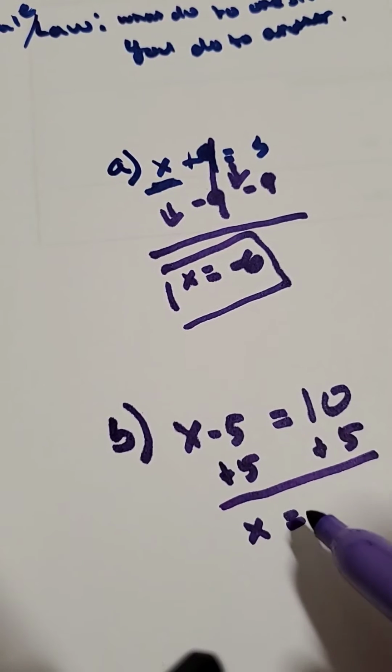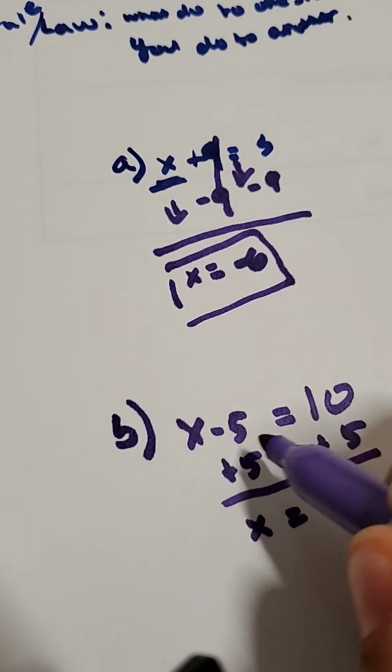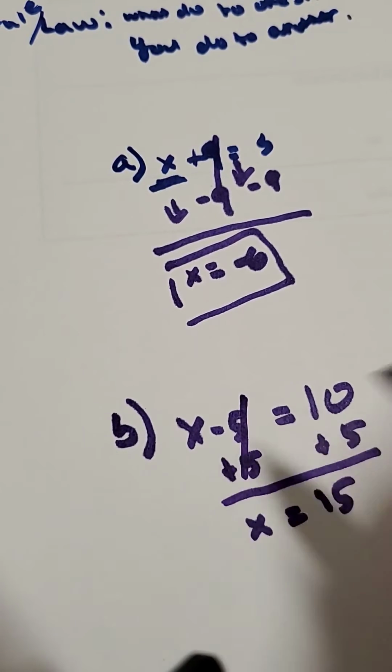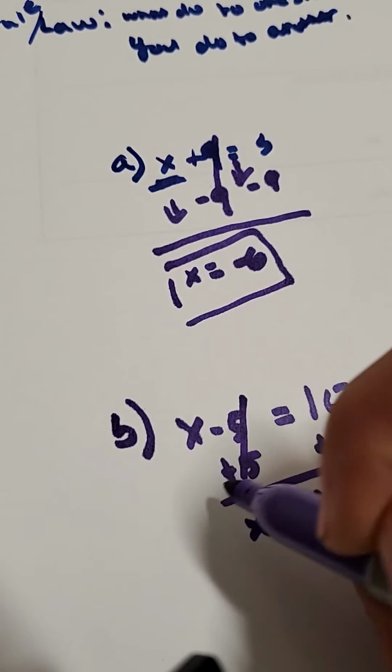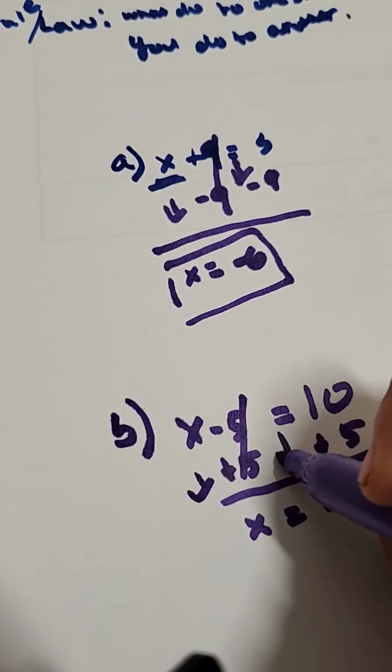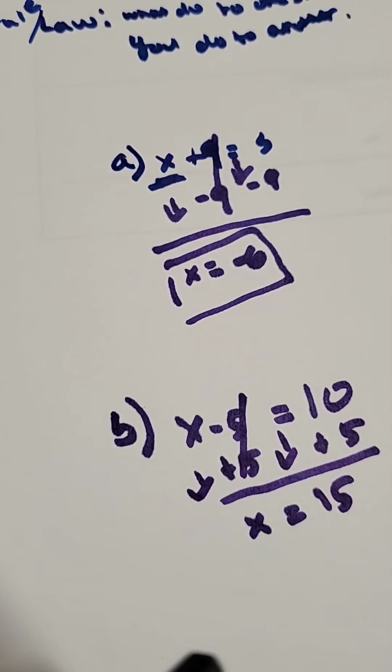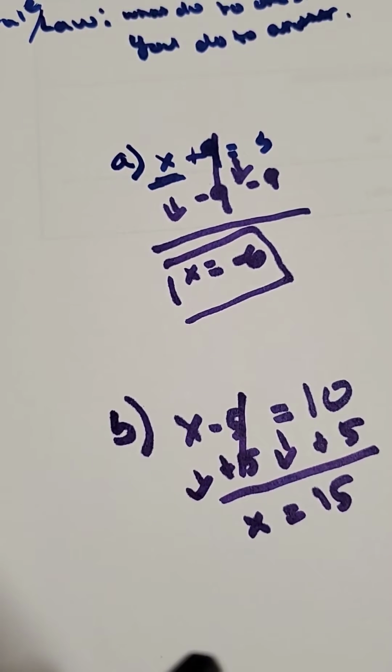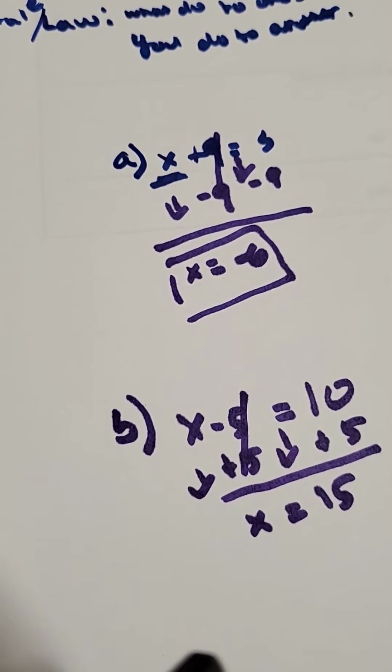x is equal to 15. The 5's cancel out, minus 5 and plus 5. The x and the equals come down, and 10 plus 5 is 15. So that's addition and subtraction.